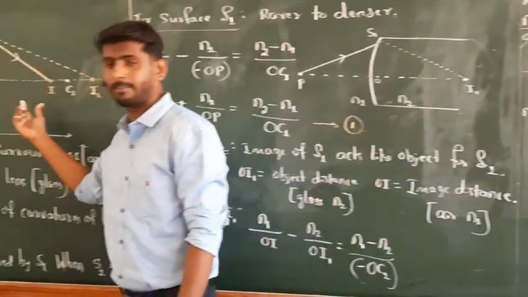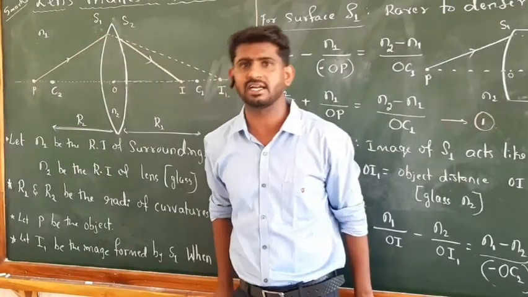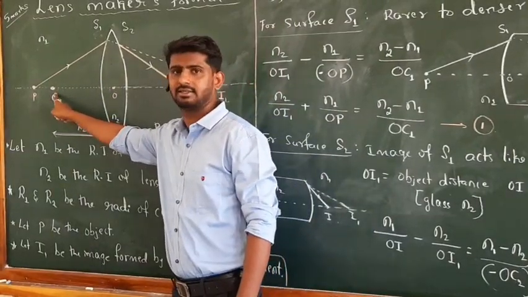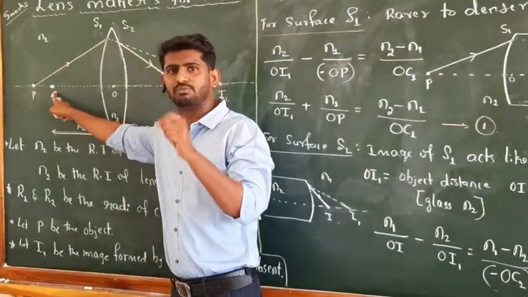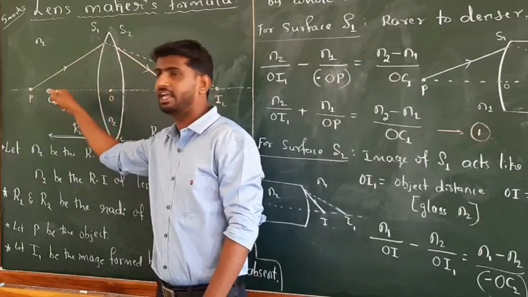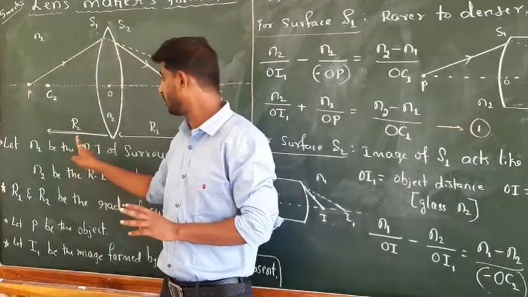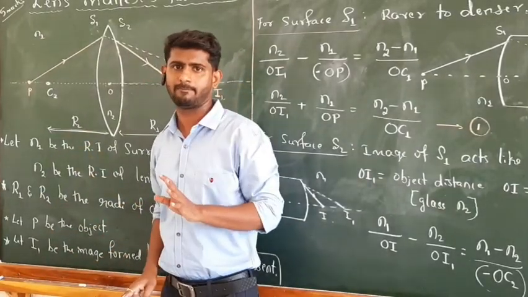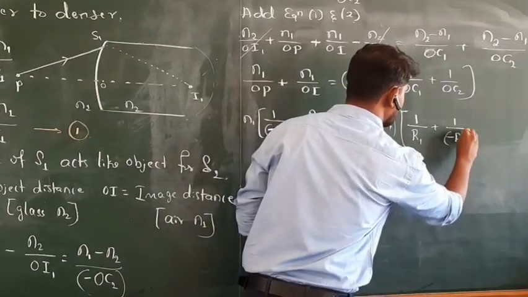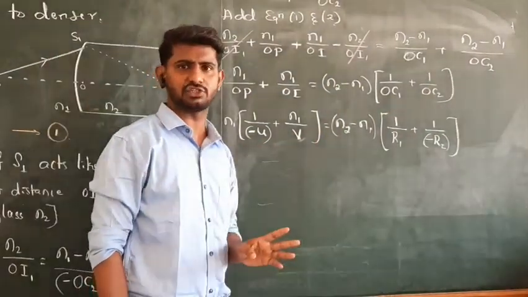So observe carefully, OC2 from O to C2. What do you call this distance? You should call it the radius of curvature of the second surface. And I start to measure like this. Its value should be negative because the direction of measurement is opposite to the incident ray. The incident ray is here, and the measurement is here. So the value is R2, and the sign of R2 should be negative. Substitute the value of OC2: this is minus R2. Is it clear? So you should be very careful about the sign conventions.